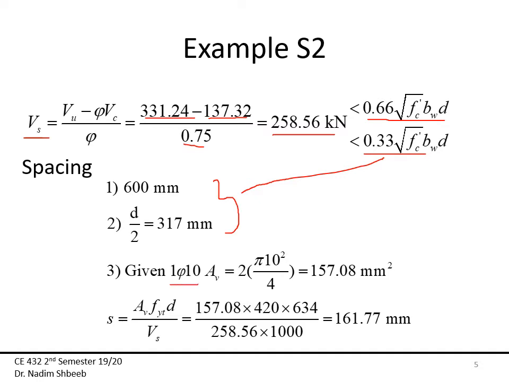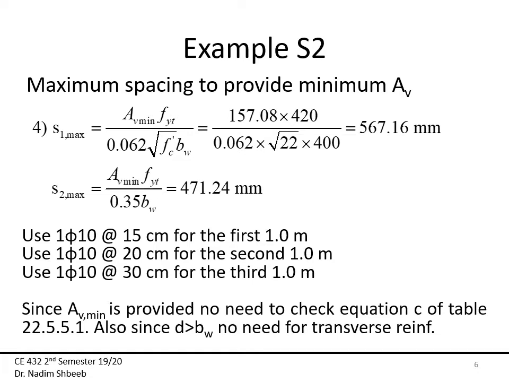Now I'm using phi 10 stirrups, then the AV, or the cross-sectional area, is equal to 2 times pi 10 squared over 4, which is 157.08. Again, this is my U, so this is my first leg, and this is my second leg, hence the 2. Okay? Now, spacing at this point will be equal to this area, 157, times Fy 420, times D 634, divided by Vs, which is 258.56 times 1,000 to convert that into newtons, and then I'm getting 161.77 millimeters as my spacing.